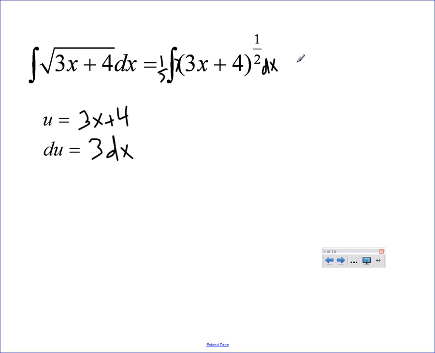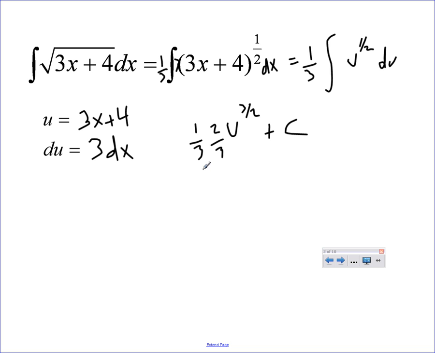So when I do that, the 1/3 stays out front. Instead of 3 dx, with my integral sign still there, I'm going to write du. That replaces the 3 and the dx. And instead of 3x plus 4, I'm going to write u. So I've got u to the 1/2. Now I can integrate that because it's just a straight power function, one of the patterns that we know about. The 1/3 is going to come along for the ride. It's going to become u to the 3/2 over 3/2, which I know enough to write as, instead of dividing by 3/2, multiplying by 2/3. Pop the c in there as soon as I get the opportunity.